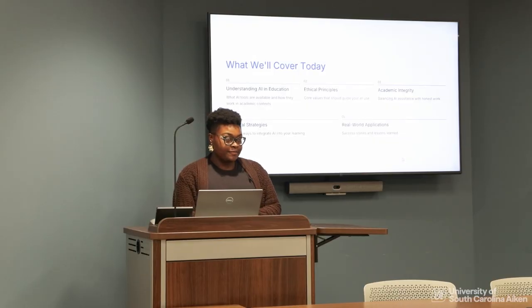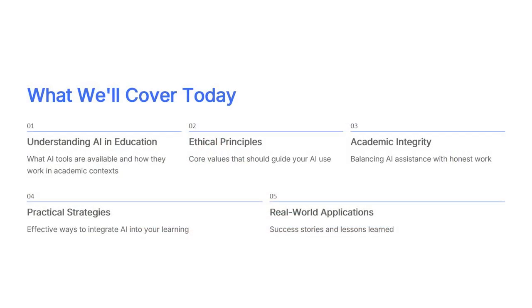So what we're going to talk about today is using AI in education, what tools are available and how they work in an academic context. Then we're going to talk about the ethical principles. What are the core values that should guide you when you're using AI in your classes? The academic integrity, where you balance your use of AI as assistance with your honest work. And then practical strategies: what are the effective ways of integrating AI into your learning, and real world applications. So what are some success stories and lessons that were learned?